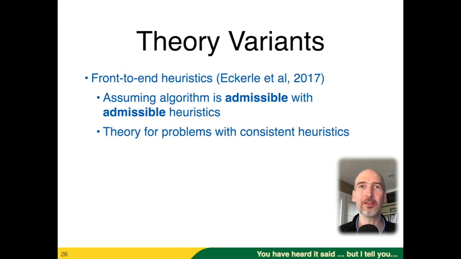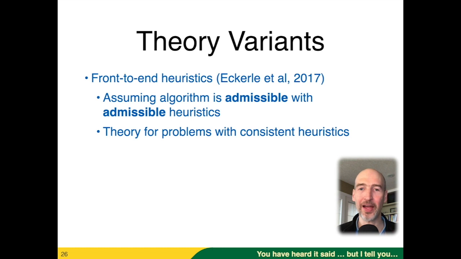Okay, and now let's talk about this GMX graph in a little bit more detail. First, let's talk about some theory variants. The theory that I've been talking about here is for front-to-end heuristics. So it comes from Eckerle, 2017. And it makes two assumptions. One, it assumes that the algorithm is admissible. That means it's going to find an optimal solution. And it's admissible with an admissible heuristic, which means that the heuristic only has to be admissible. It does not have to be consistent.